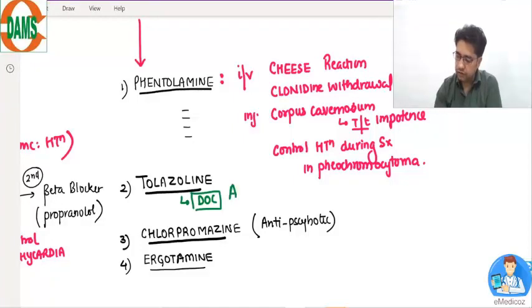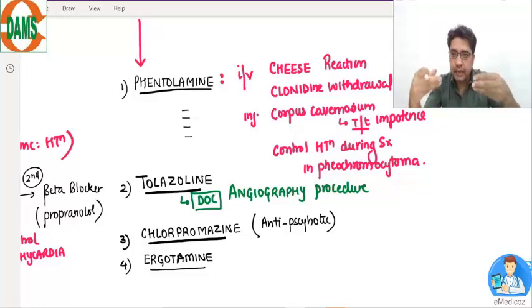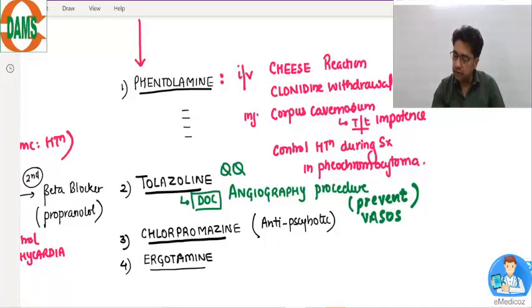Tolazoline is the drug of choice during angiography procedures. Why? Because during angiography you put in a dye, and that dye can lead to vasospasm. Hence, to prevent vasospasm, we give tolazoline.